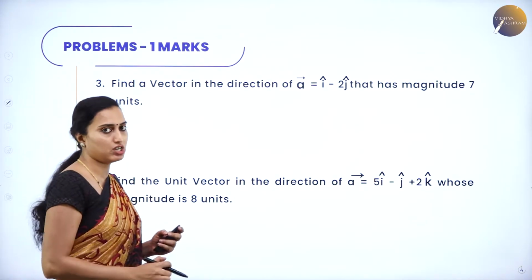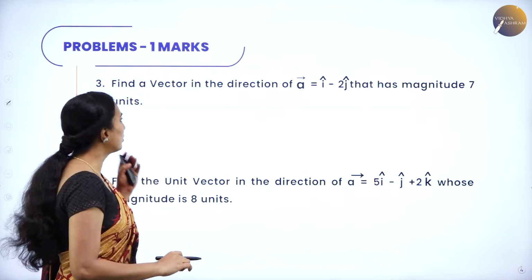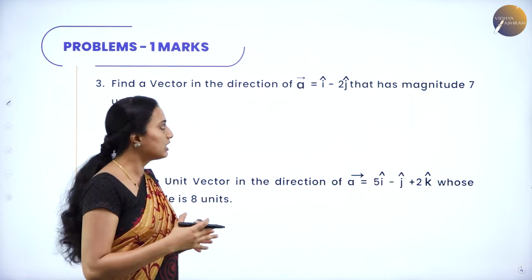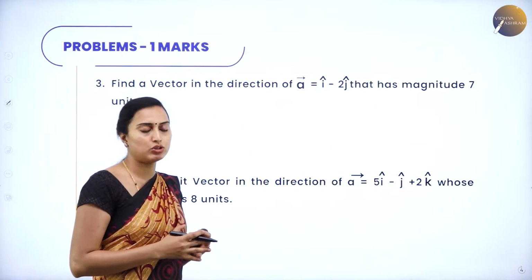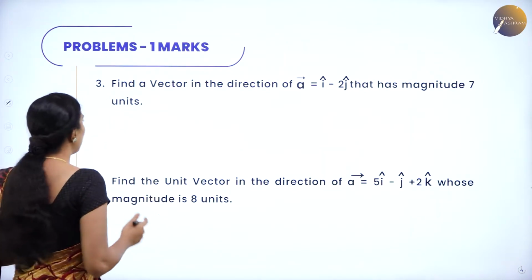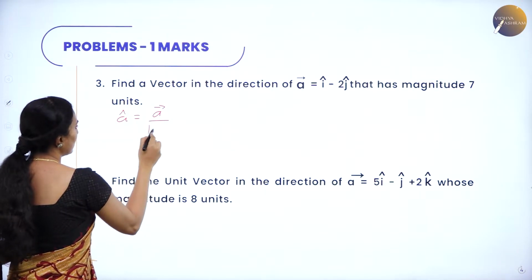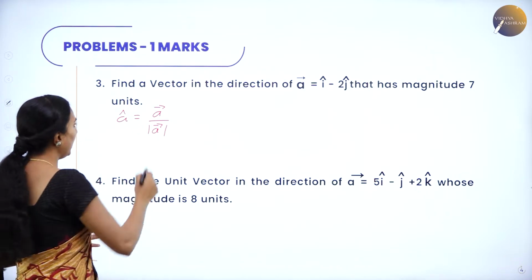Find a vector. Here they have not asked for a unit vector, they have asked you to find out the vector in the direction of a vector equal to i cap minus 2j cap, that has a magnitude 7 units. So here they have given the magnitude as 7 units. Let me write down a cap is equal to a vector divided by modulus of a vector or magnitude of a vector. So they have asked you to find out the a vector, isn't it?